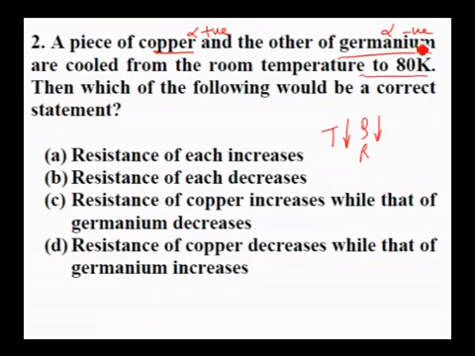In case of germanium, since it is alpha negative, when you are cooling it, the resistivity as well as resistance should increase. So the answer will be D. Resistance of copper decreases while that of germanium increases.